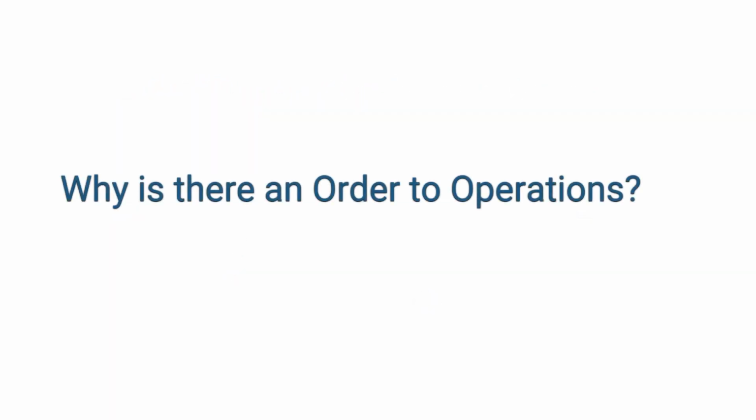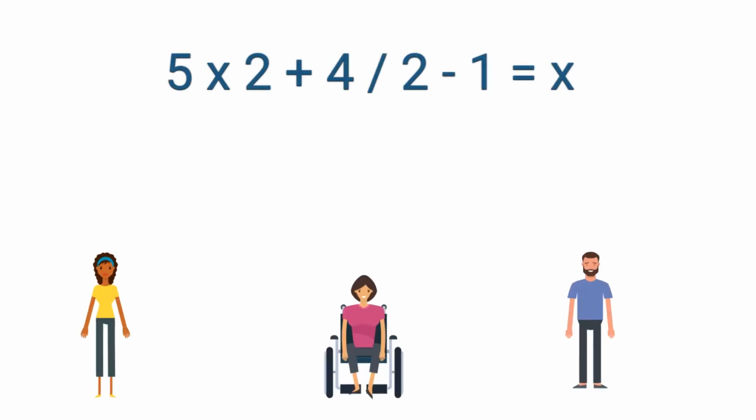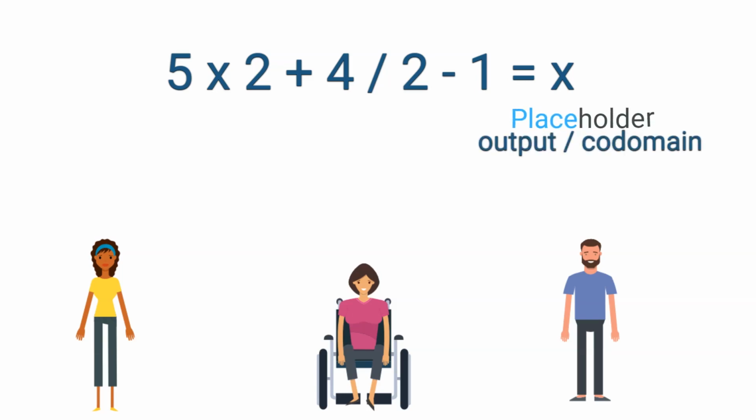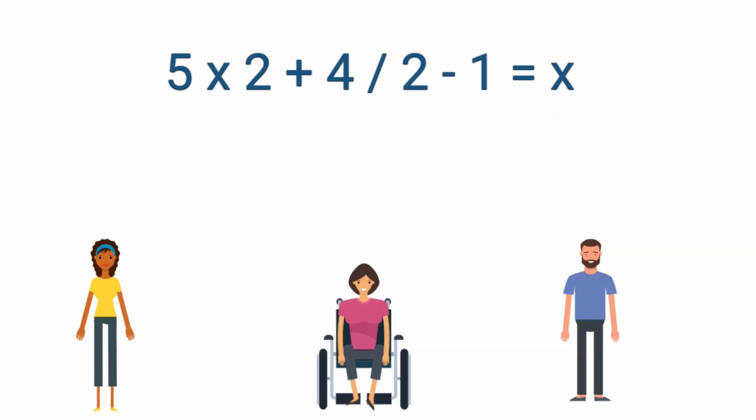Why do we have an order of operations? Because if we didn't all agree on an order, then the same operation might have different outputs depending on the person. For example, let's say that the order of operations didn't exist, and 3 people saw this operation: 5 times 2 plus 4 divided by 2 minus 1 equals x. We're using x as a placeholder for the answer or output/codomain.